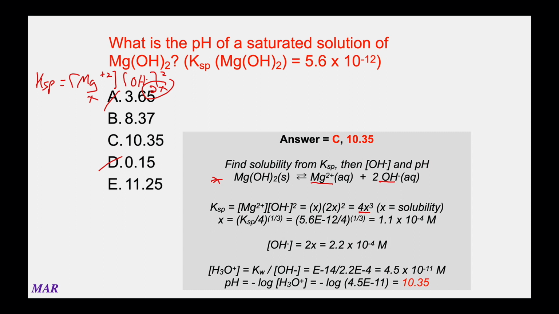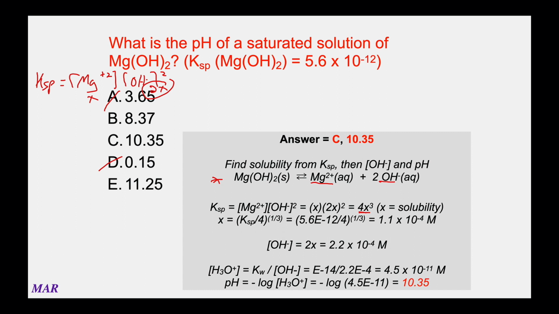That would be like caret, parentheses 1/3 parentheses in your calculator. Try it out if you haven't done this before. This is a good skill to have. But the solubility comes out to be 1.1 times 10 to the minus 4 moles per liter. And again, that number means that 1.1 times 10 to the minus 4 moles of magnesium hydroxide dissolved per liter.